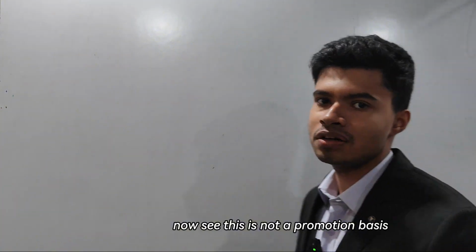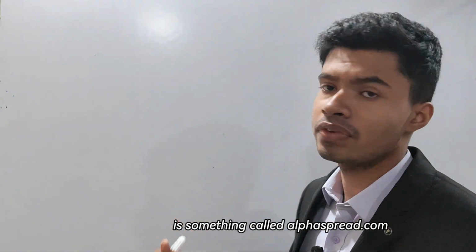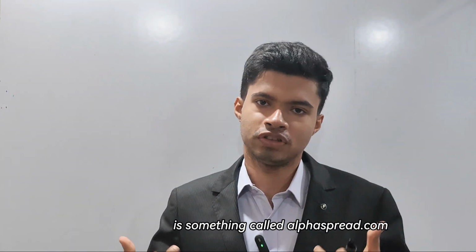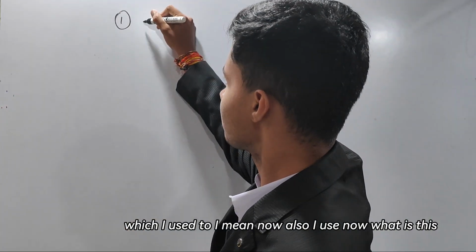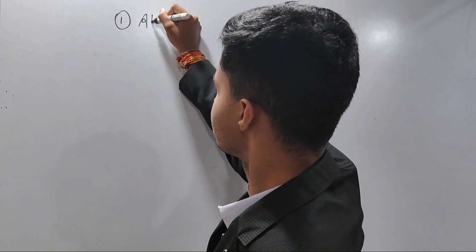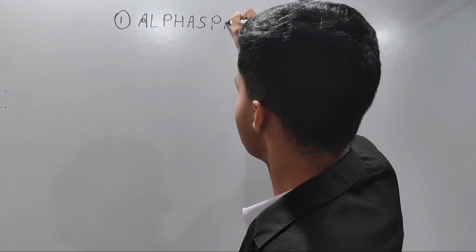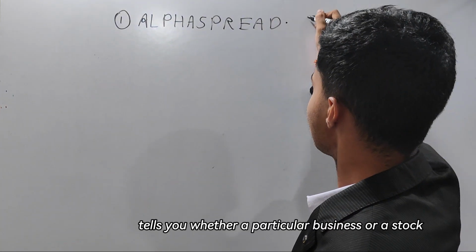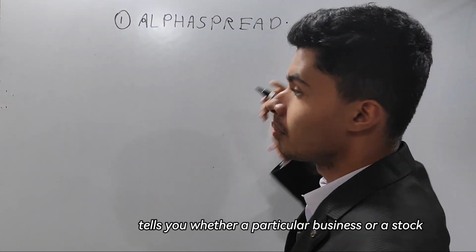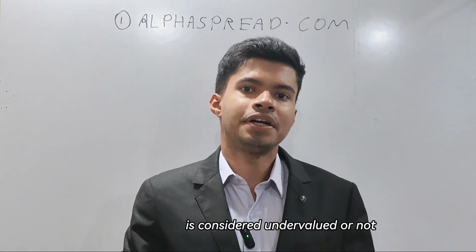Now see, this is not a promotion, but what I use in my life is something called alphaspread.com, which I also use now. Now what is this alphaspread.com? See, this website tells you whether a particular business or a stock before your investment is considered undervalued or not.